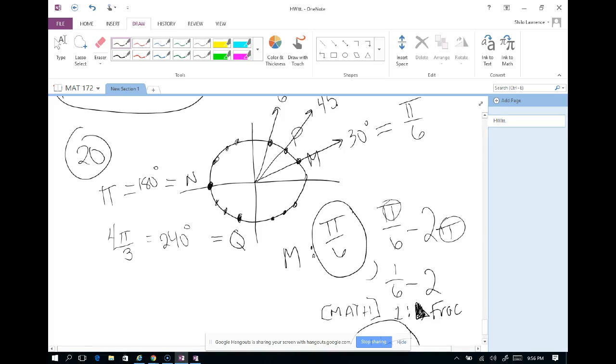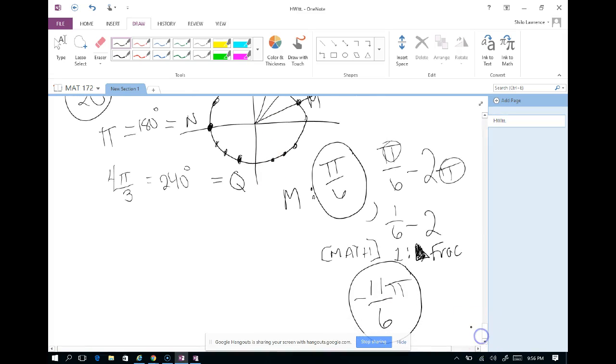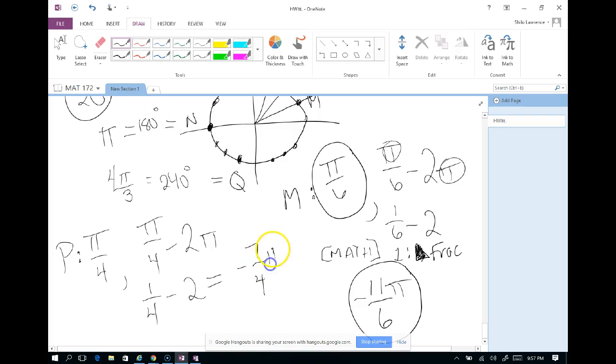Now P is at 45, which is pi over 4. So pi over 4 is one of the answers, and then pi over 4 minus 2 pi is the second answer. So again, we can do this in the calculator if we do a 4th minus 2, tell the calculator to change it back to a fraction and throw your pi back on it. So as a decimal, when I first type in 1/4 minus 2, I get negative 1.75. When I tell it to change back to a fraction, it says negative 7/4, and just throw your pi back on it.